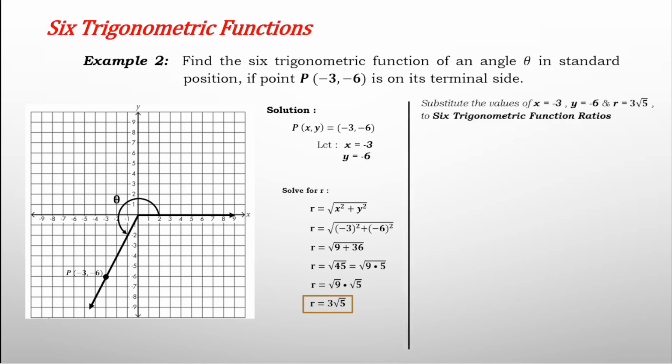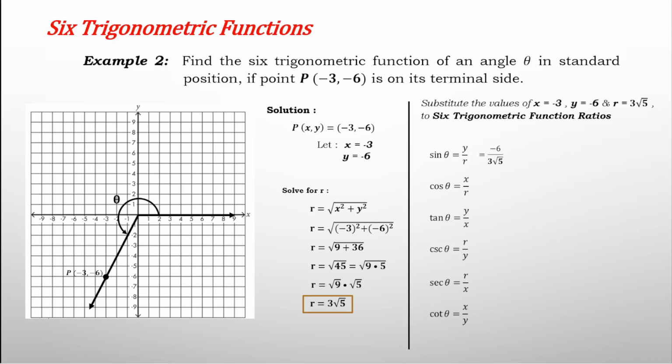Next, we are going to substitute the value for x, which is equal to negative 3, the value for y, which is equal to negative 6, and the value for our r, which is equal to 3 square root of 5, to our 6 trigonometric function ratios. So these are the 6 trigonometric function ratios. Substitute the value for the y and r to find sine theta. So we have now negative 6 divided by 3 square root of 5.